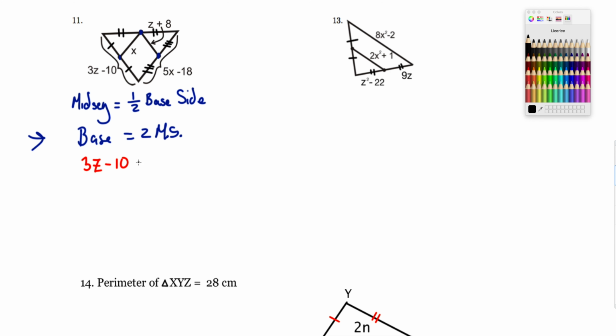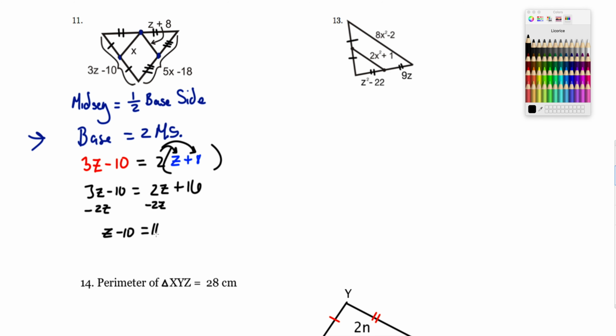equals 2 times the mid-segment, which is z plus 8. I'm going to do that in parentheses. So 3z minus 10 equals, now we're going to distribute this, 2z plus 16. Now let's subtract 2z. Let's get our z's together. So I get z minus 10 equals 16. And then we're going to add 10 to both sides. z equals 26.